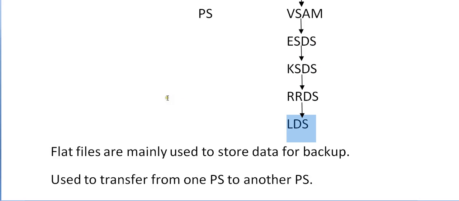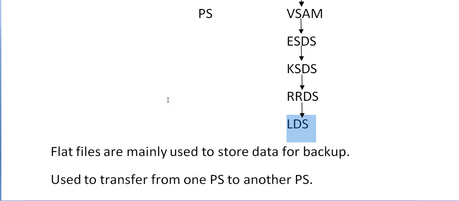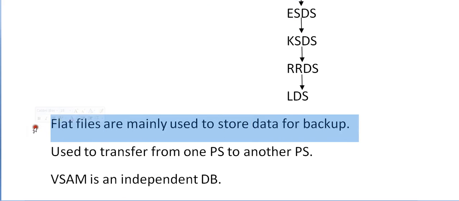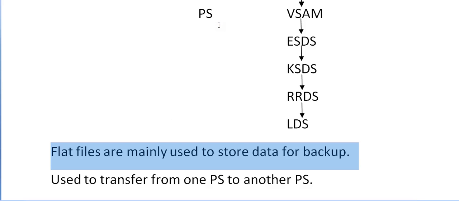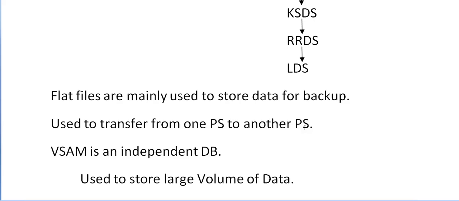And what is the importance of flat files and where do we use VSAM files? It is important to note in what situation we have to use PS files and in which situation we will be using VSAM files. Flat files are mainly used to store data for backup. Yes, exactly, with PS files we mainly take a backup. Either it can be a GDG base with different generations or simply a PS file. It is also used to transfer from one PS to another PS, that is, one flat file to another flat file.